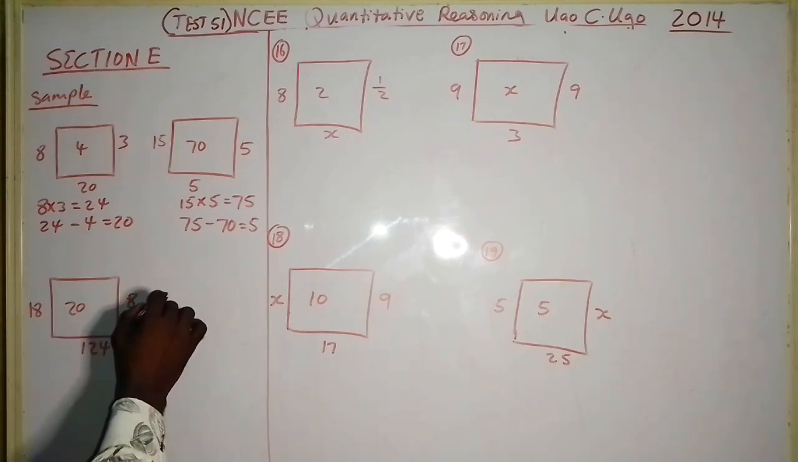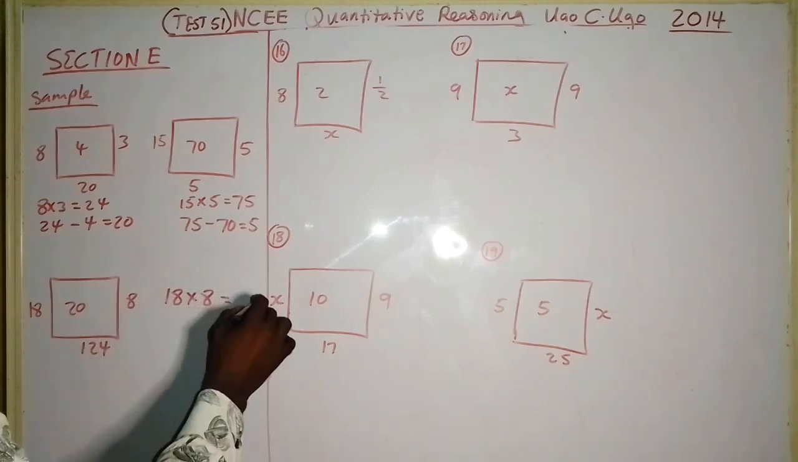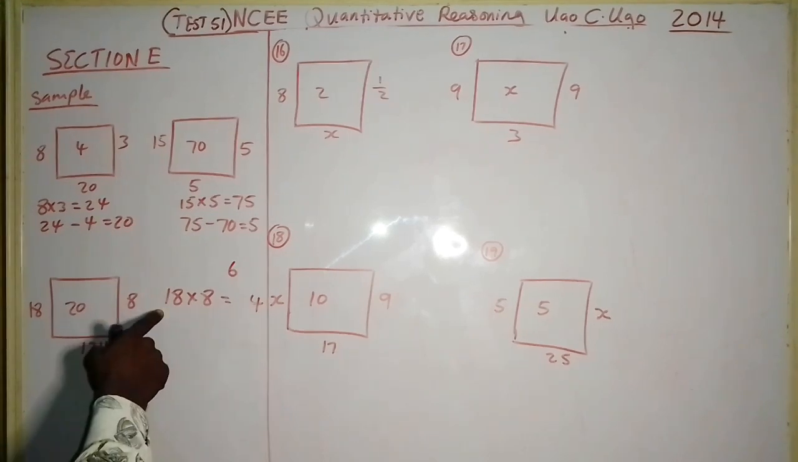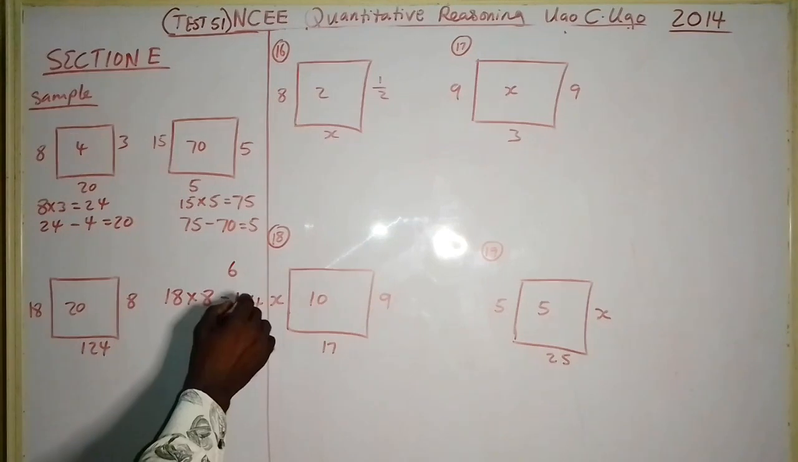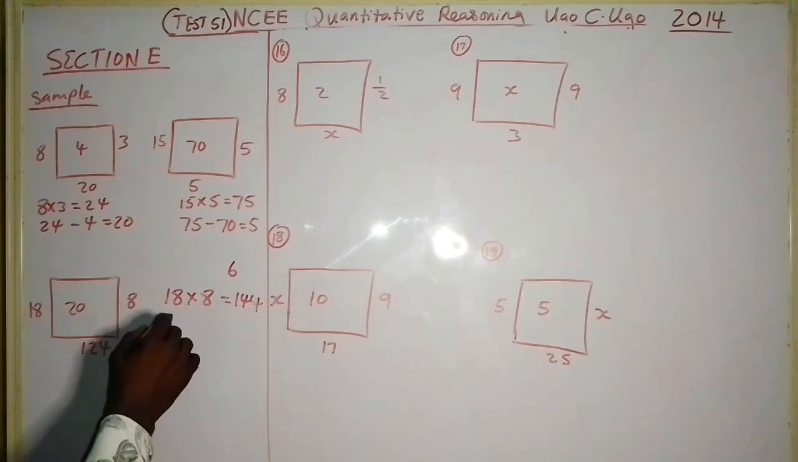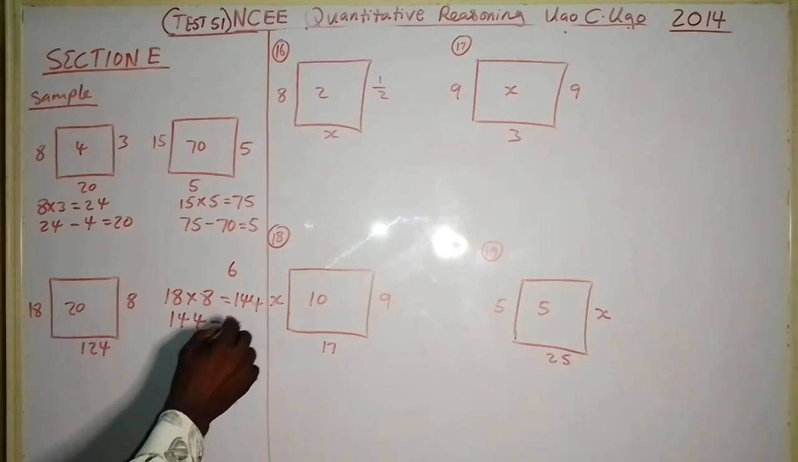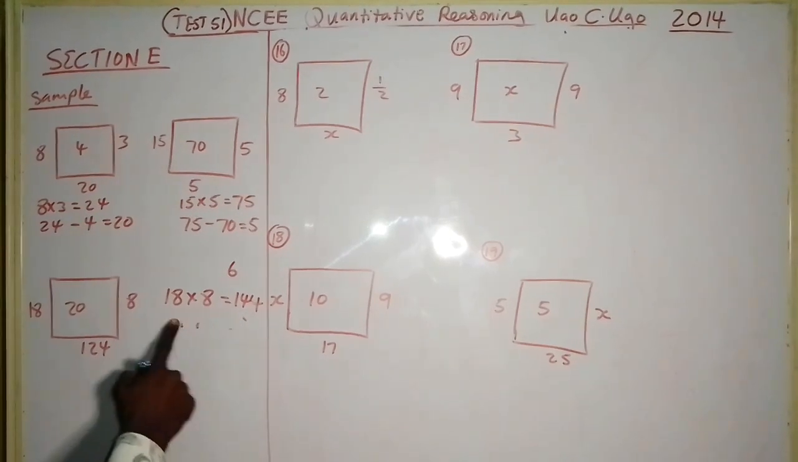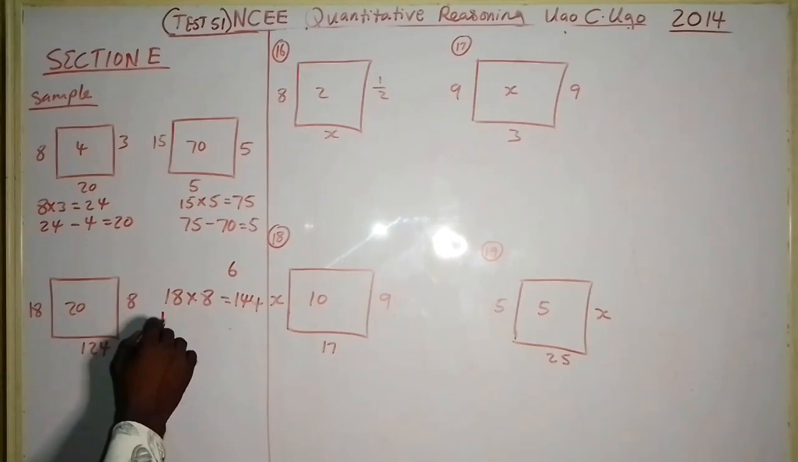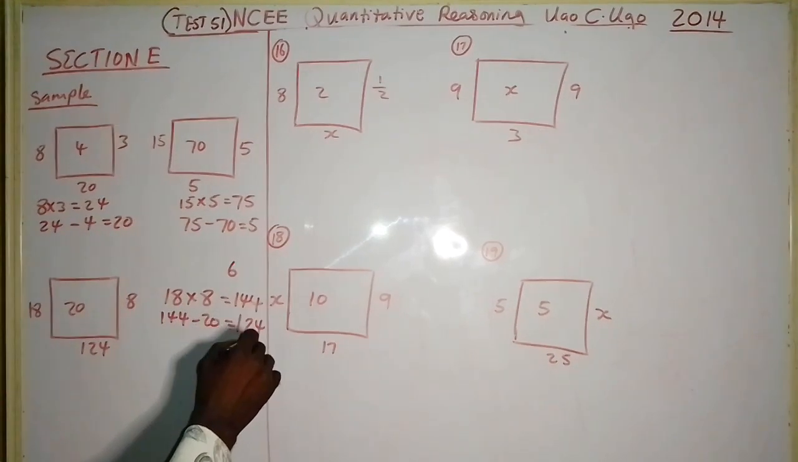The next one, we say 18 times 8. Now, 8 times 6 is 64. You write your 4, you keep your 6. 8 times 1 is 8 plus 6. That's going to give us 14. So, to get the next number, we say 144 minus 20. 144 minus 20, and that's going to give us 124.